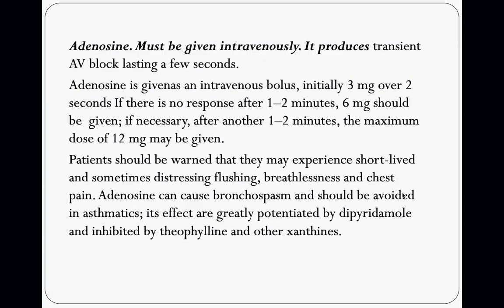Adenosine, next slide, must be given intravenously. It's a drug of choice for treatment of supraventricular tachycardia. It produces transient AV block lasting for a few seconds. Adenosine is given as intravenous bolus, initially 3 mg over 2 seconds. If there is no response after 1 to 2 minutes, then 6 mg should be given. If necessary, after another 1 to 2 minutes, a maximum dose of 12 mg may be given. Patients should be warned that they may experience short-lived and sometimes distressing flushing, breathlessness, and chest pain. Adenosine can cause bronchospasm and should be avoided in asthmatics.